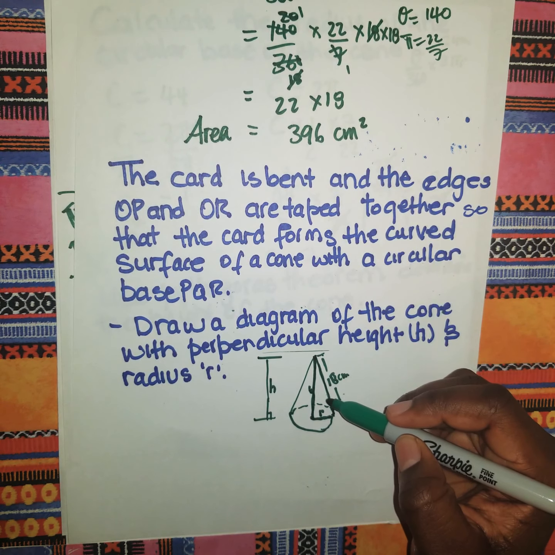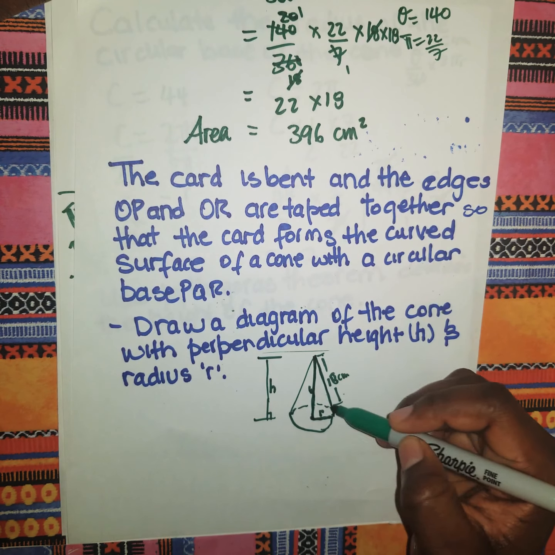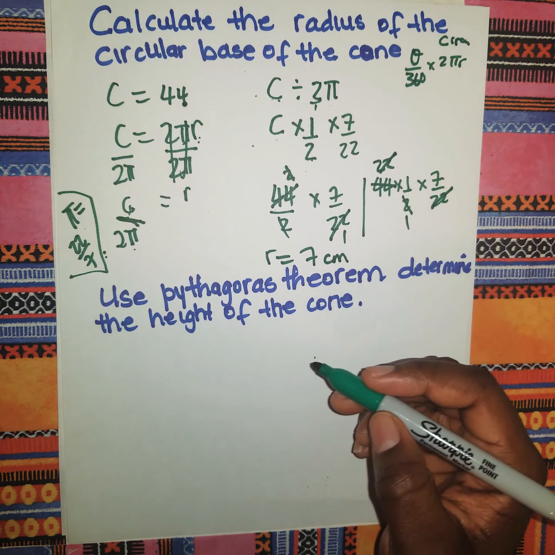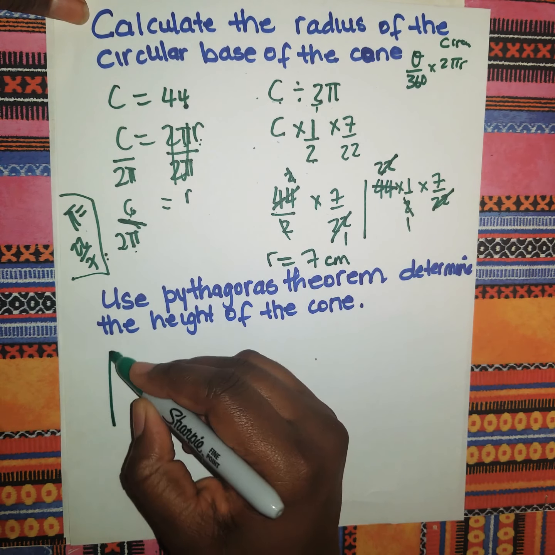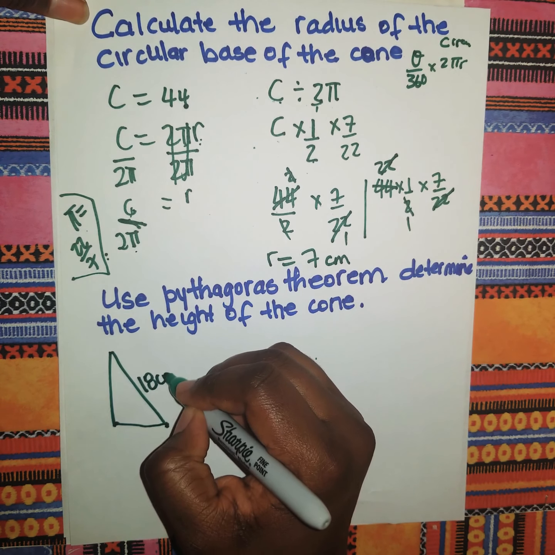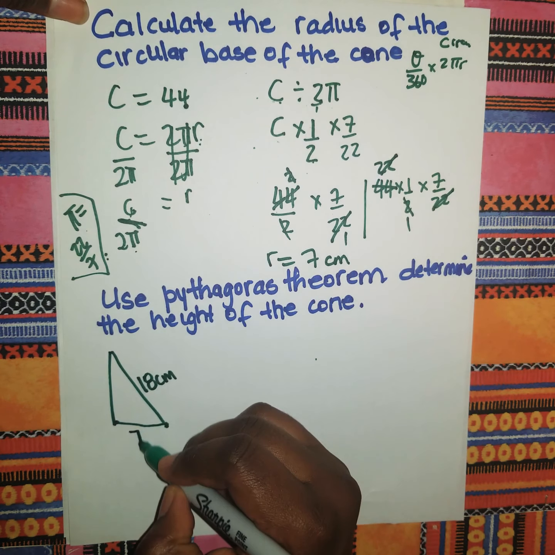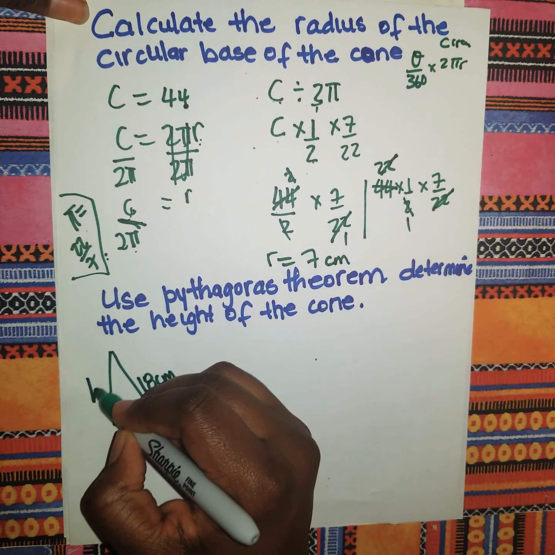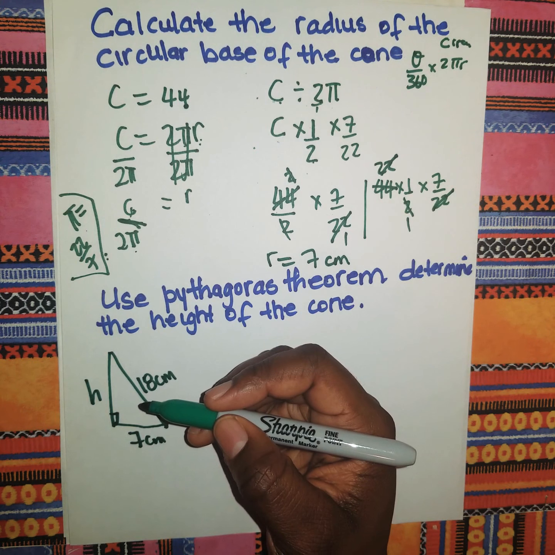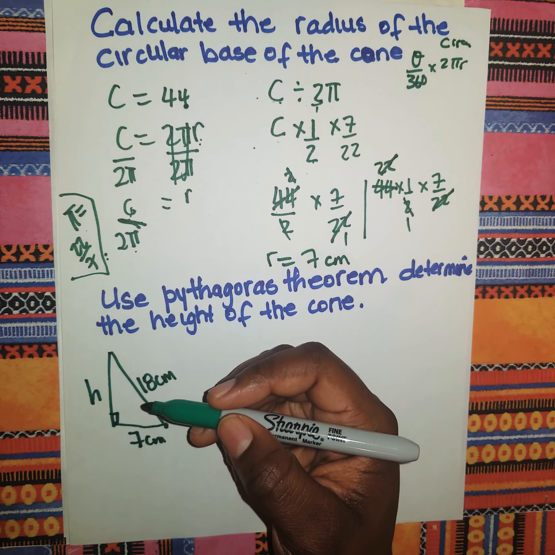Alright, guys, so I'm going to be drawing this triangle on the other page and putting what we know. So let's move right into it. I'm going to draw it right here. Remember, it's not drawn to scale, so please forgive me. So that's 18 centimeter. We found r to be 7 centimeter. We want to find the height. And it's a right angle triangle, so we can apply Pythagoras' theorem to it.